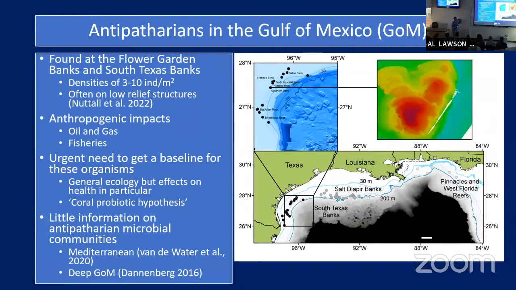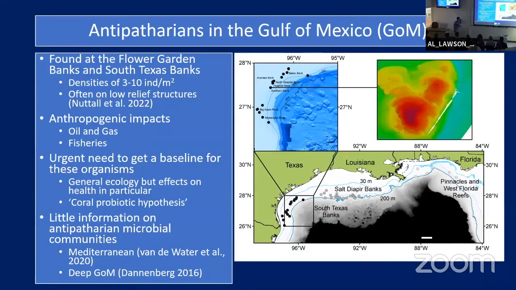And the South Texas banks are Mesophotic reefs. They're relic coral algal banks. And Antipatharians can be found in densities of up to 3 to 10 individuals per meter squared. But around these larger high relief structures that are known as the main banks, we also have low relief structures. And there are a lot of Antipatharians, gorgonians, and sponges also found in these low relief structures.